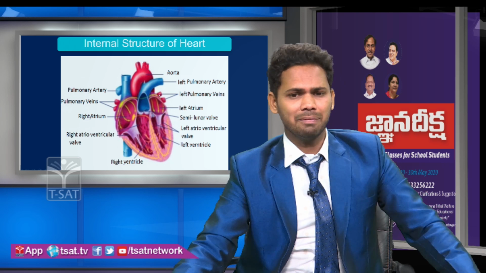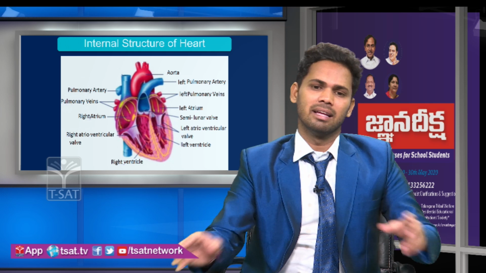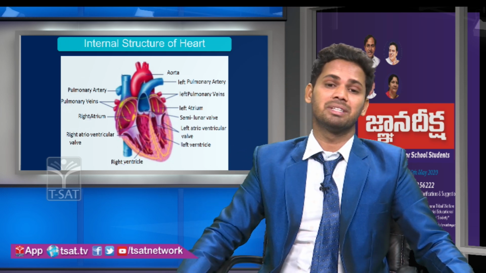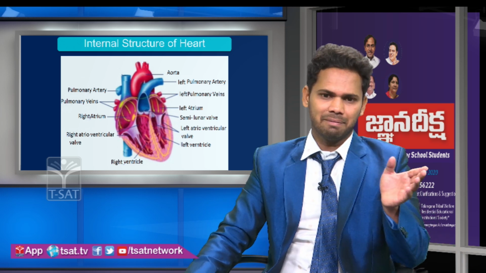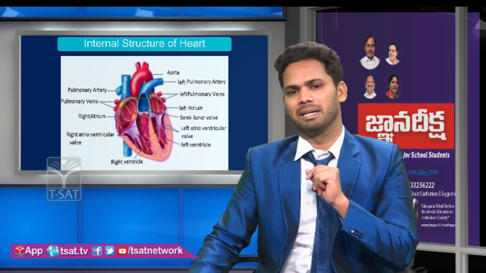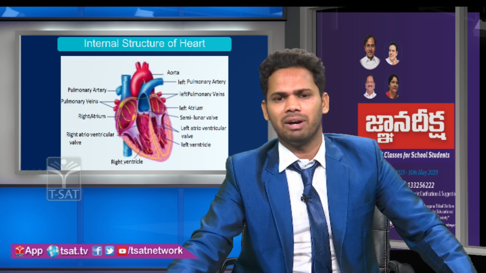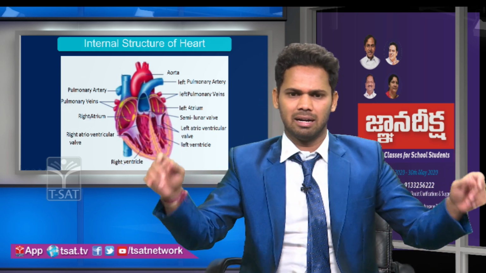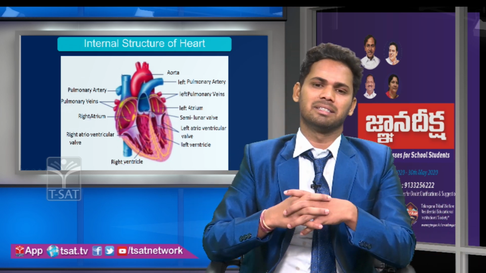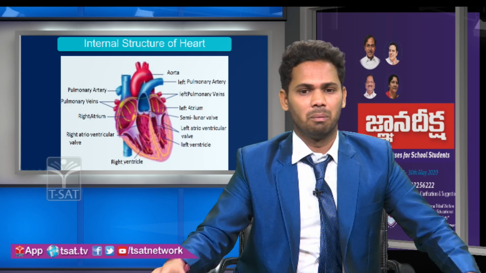And after these noticeable things, what we have to understand is that right side chambers always transport deoxygenated blood. Left side chambers always transport oxygenated blood. This is very, very important, children. Okay, finally it reaches all the body parts. Oxygenated blood will be utilized. Then again it turns into deoxygenated. Again it goes to veins.